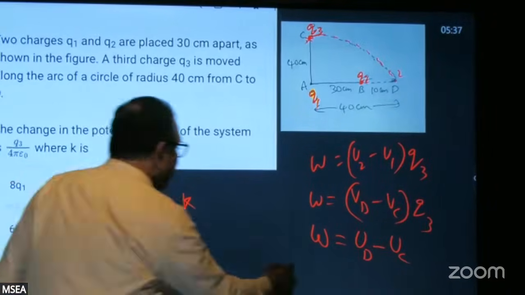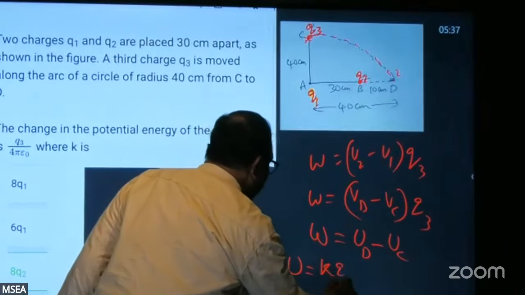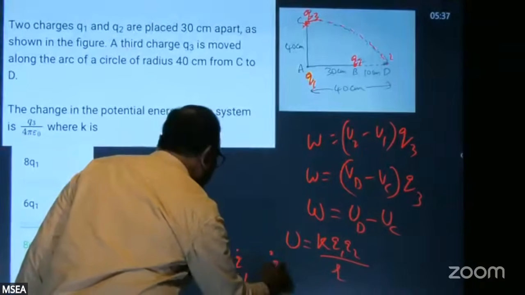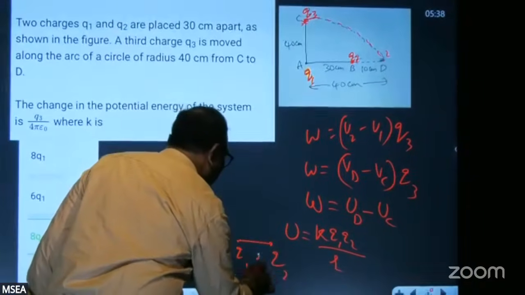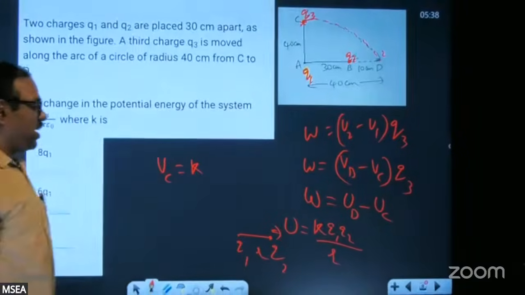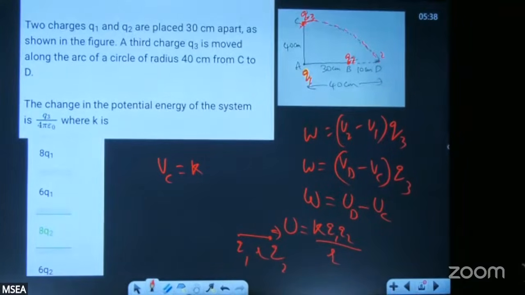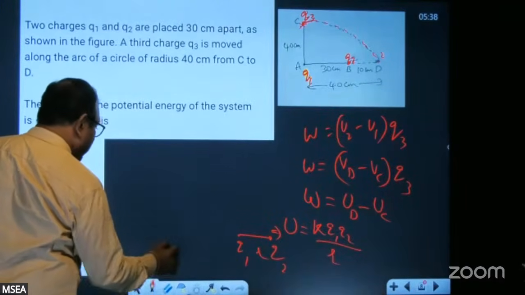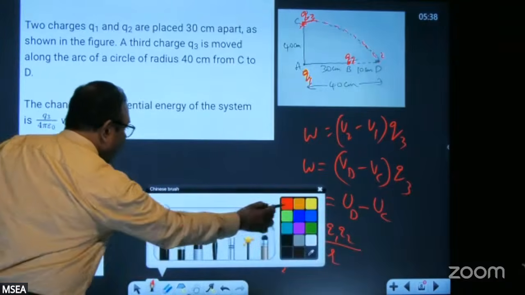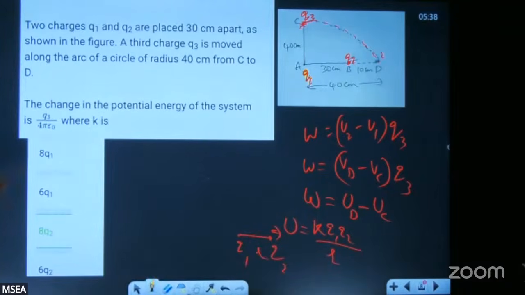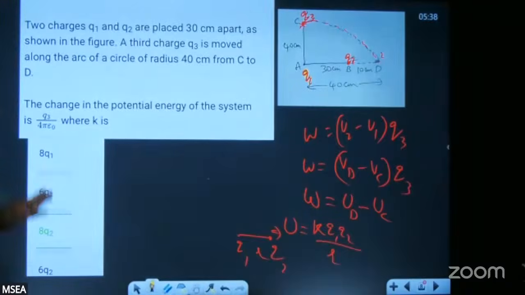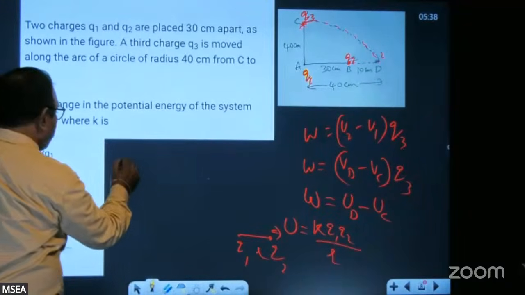What is the potential energy formula? It is K into Q1 Q2 by R. If two charges Q1 and Q2 are separated by distance R, then the potential energy we can write as K Q1 Q2 by R. Let us change the color. Now he is asking the change in potential energy. What is the potential energy at the first position?